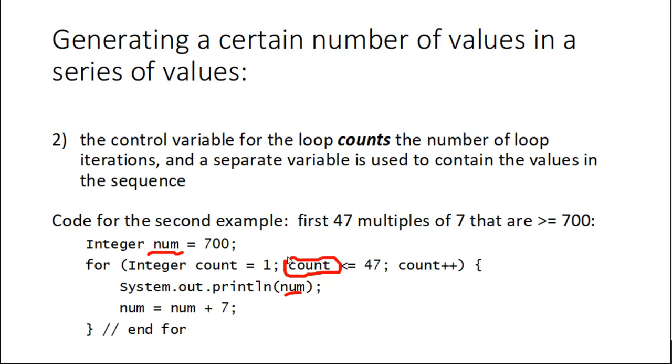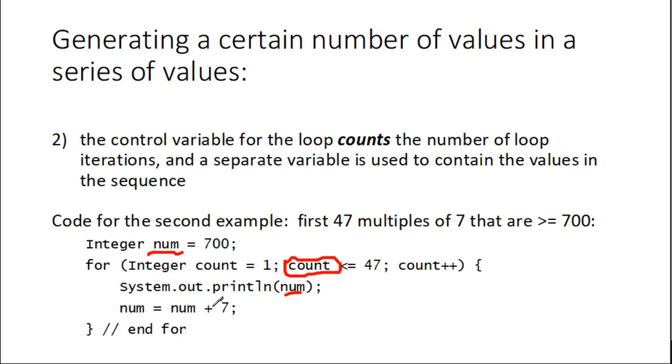The only purpose of count is keeping track of how many times I've gone through the loop. So I initialize count to 1 here inside the for loop heading, and I'm going to keep going as long as count is less than or equal to 47, because if count is less than or equal to 47, I haven't executed the loop 47 times yet. So if count is less than or equal to 47, I stay in the loop.